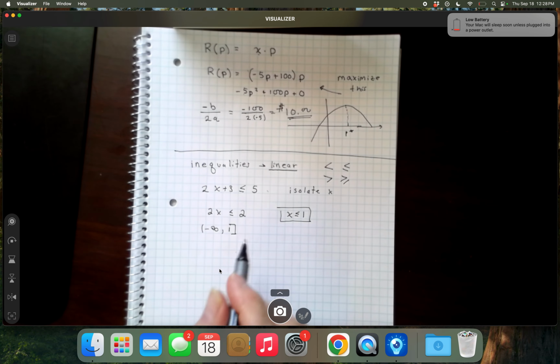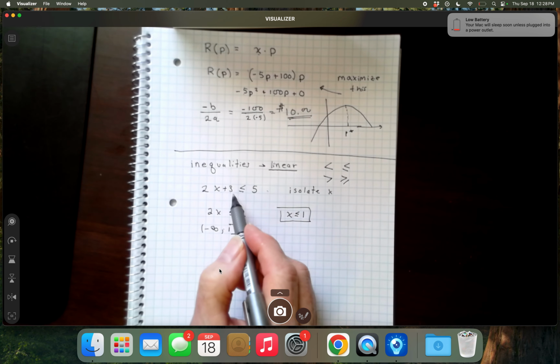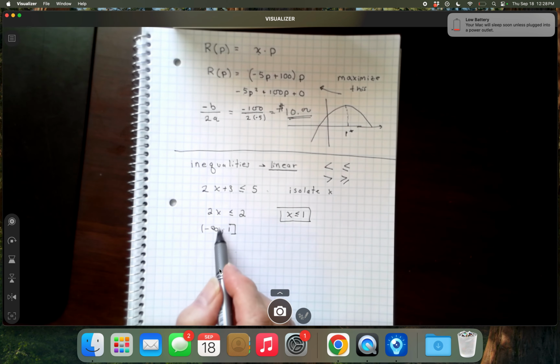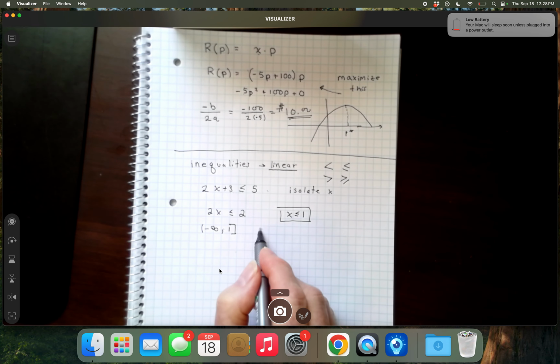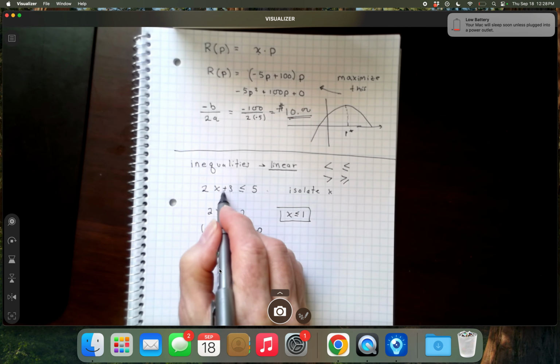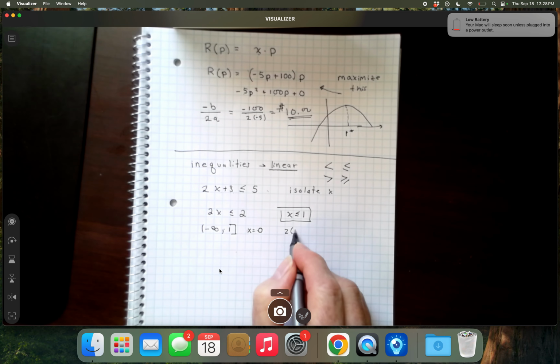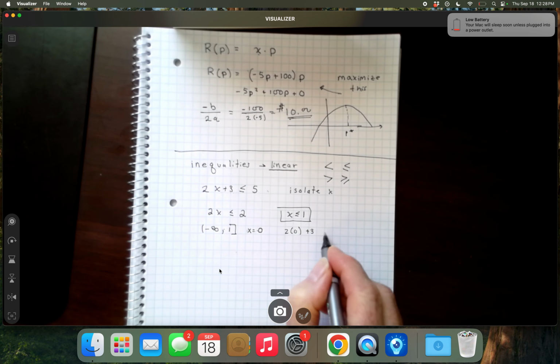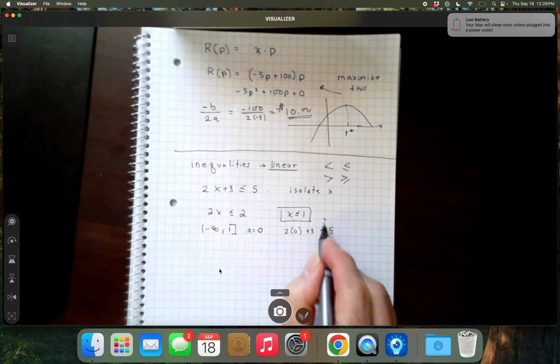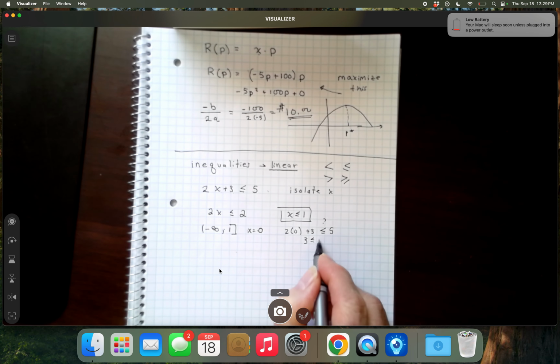Now, sometimes, just to check it, it's not an exhaustive test, but it might pick up a quick little error. Let me choose some number in this set, plug it in here and see if it works. I'm going to choose x equals 0, put it up here, and see if that works. Is it true that 2 times 0 plus 3 is less than or equal to 5? Let's see, 3. Is 3 less than or equal to 5? Yes. That works.